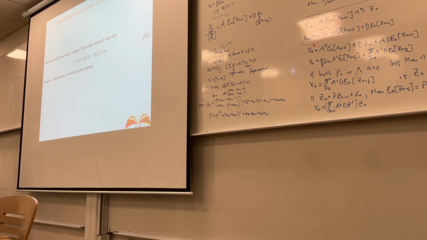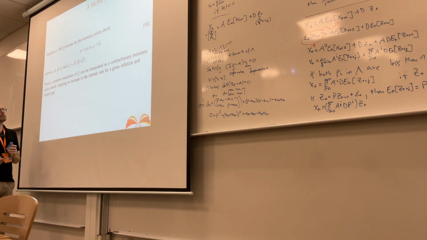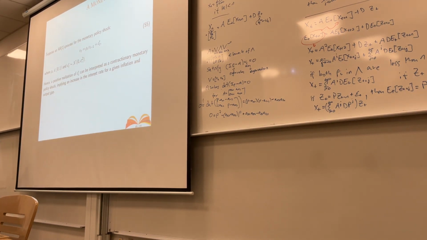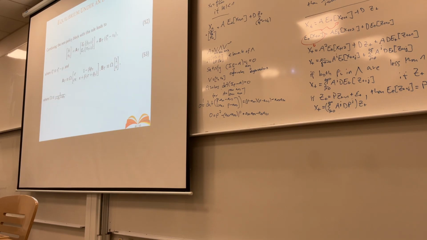Because a positive shock epsilon means that nu goes up, and ceteris paribus, then i would go up. An interest rate going up would be a contraction in monetary policy shock. Right, but we're not sure, right? It would imply an increase in the interest rate for a given inflation and output gap.